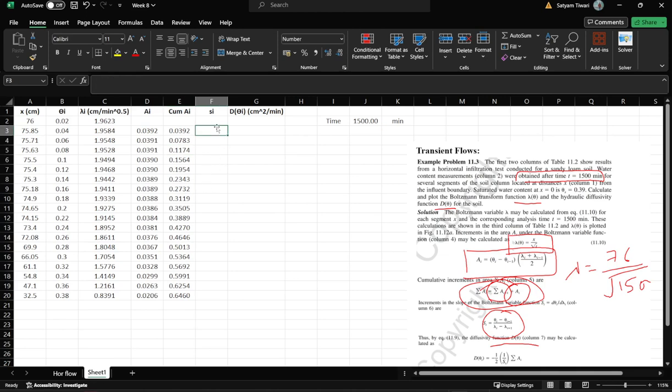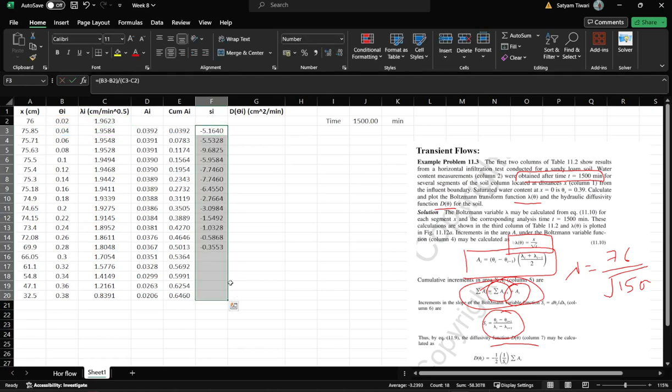Okay. Then we calculate the value of SI. SI is nothing but the inverse of the slope. So that will be equal to theta I minus theta I minus 1 upon lambda I minus lambda I minus 1. So if we write it here, that's going to be theta I minus theta I minus 1, and if we divide it by lambda I minus lambda I minus 1. The slope of the SI will be negative as we know, and we will obtain the values of SI for all the values. Fine.